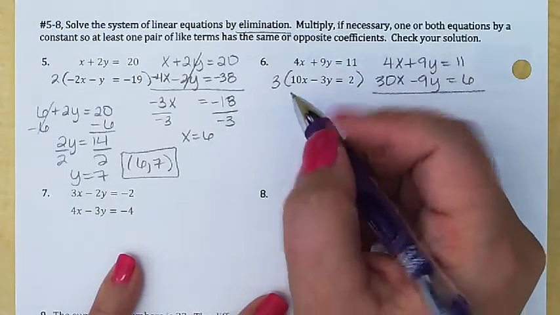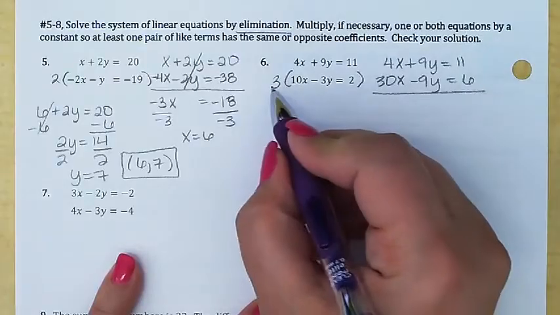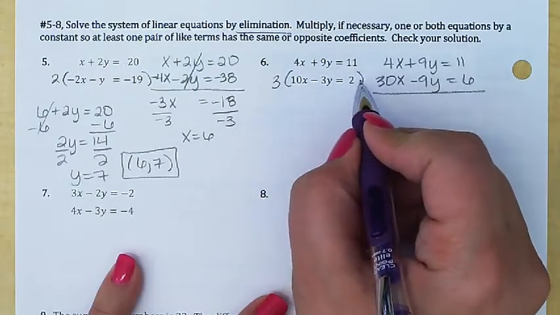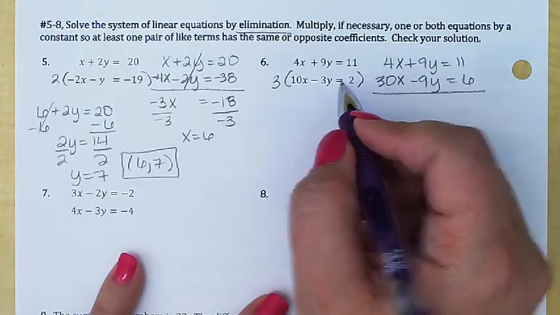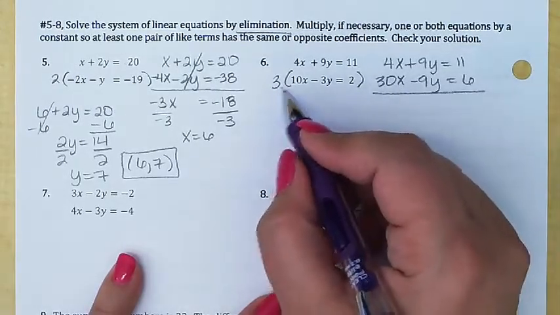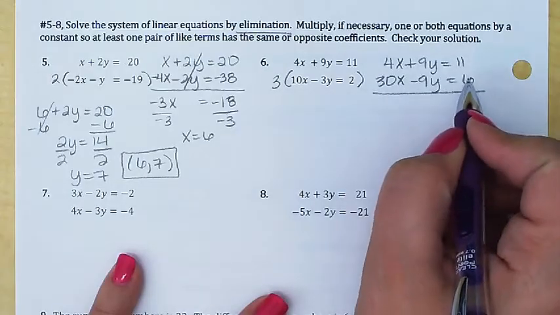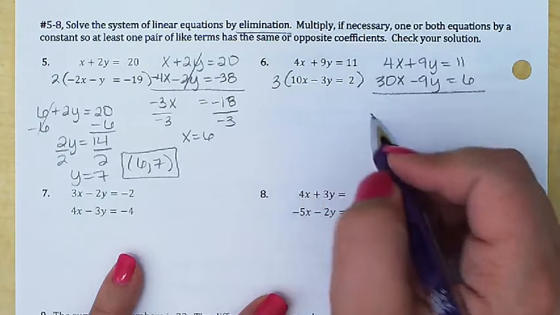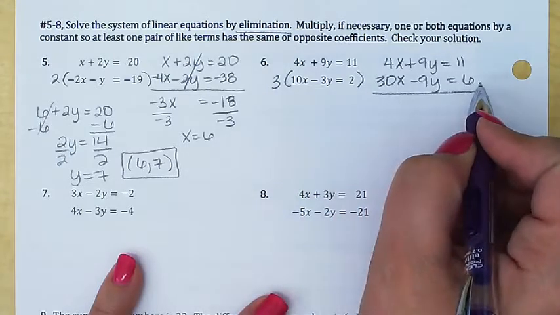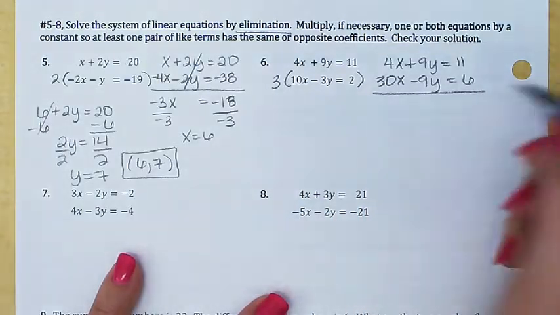This method is really nice. Probably the most common mistake that people make is forgetting to multiply all the way through, especially this last one. So if you want to know the most common mistake, people do 3 times 10, 3 times negative 9, but then they leave this at 2. So be really, really careful that you've done all 3 of your terms and that everything all the way across has been tripled. Okay. All right.